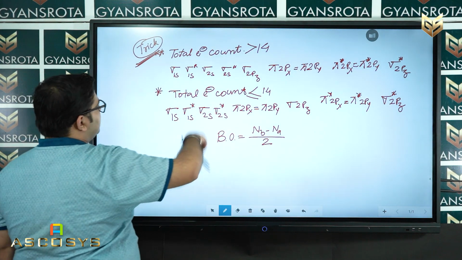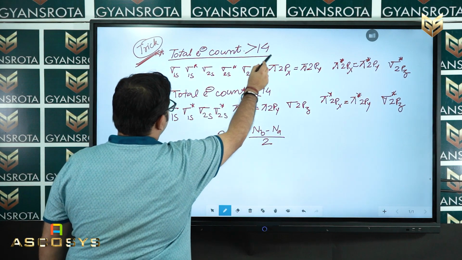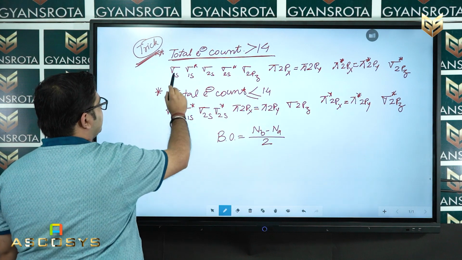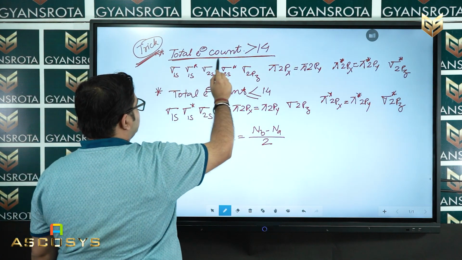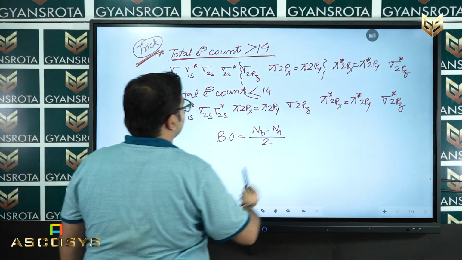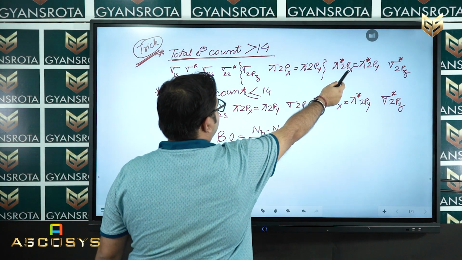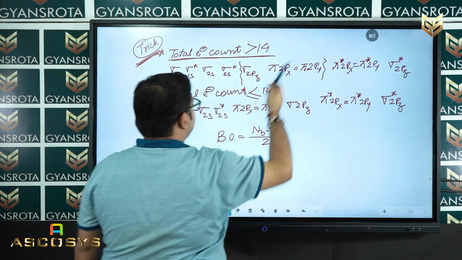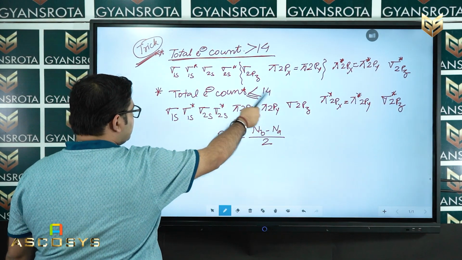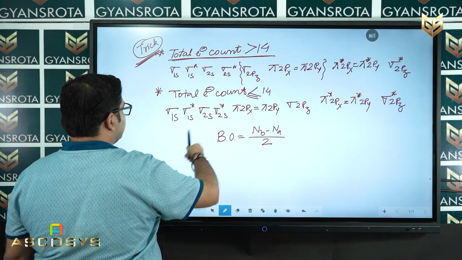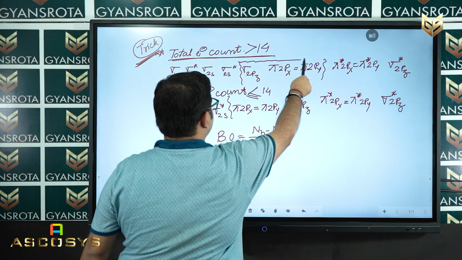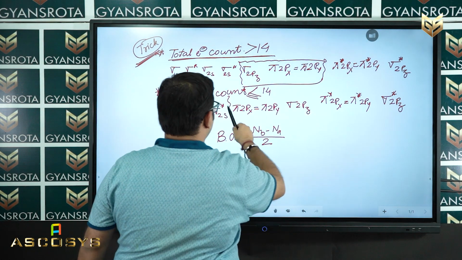If your total electron count is greater than 14, you have to follow this order: sigma 1s, sigma star 1s, sigma 2s, sigma star 2s, sigma 2pz, pi 2px, pi 2py, pi star 2px, pi star 2py, sigma star 2pz. And when your electron count is less than or equal to 14, you follow this order. See here only one difference, the difference is here, that is why I have marked it here. See this part and this part.